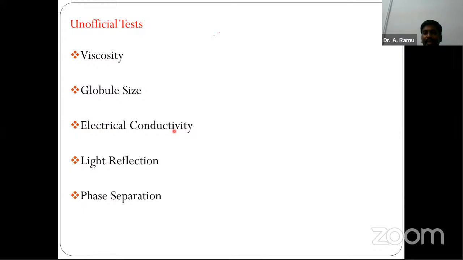the electricity. And in case of a microemulsion, when you are exposing this particular microemulsion to light, generally what happens is that this emulsion will be reflecting the light also. Therefore, you can perform the light reflection test. You have to focus a beam of light on the emulsion and observe the reflection of the light on the emulsion. From this, the type of the emulsion can be determined.